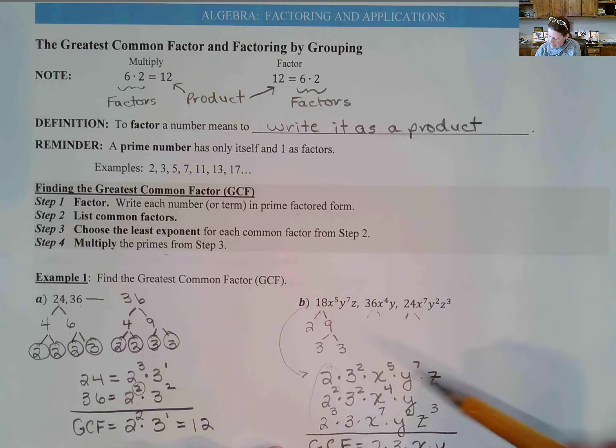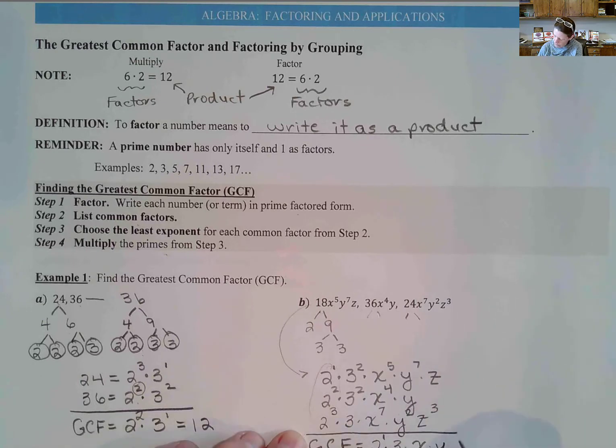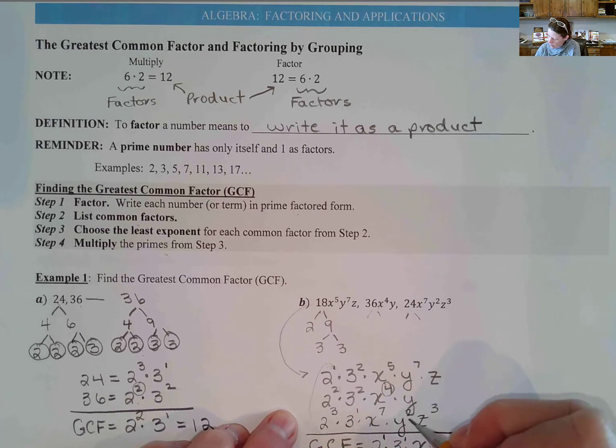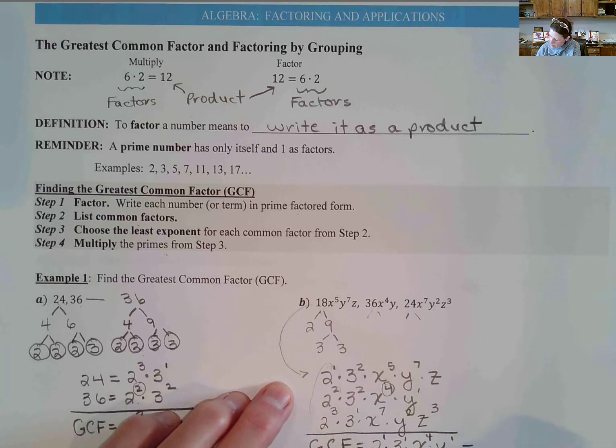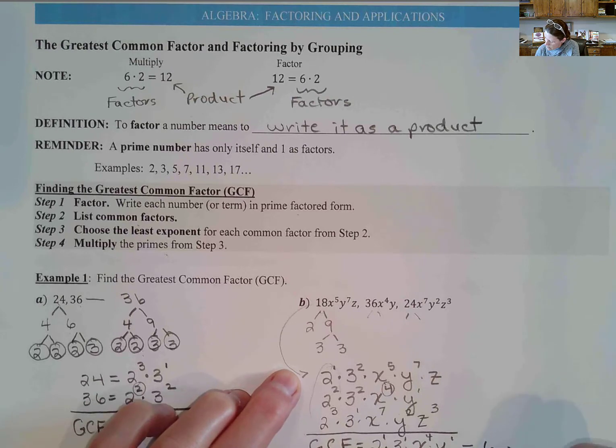Now we go with our least exponents. The least exponent attached to 2 is 1. Same for 3. Let's write x to the 4th power and y to the 1st. And thus our greatest common factor of these three terms is 6 x to the 4th y.